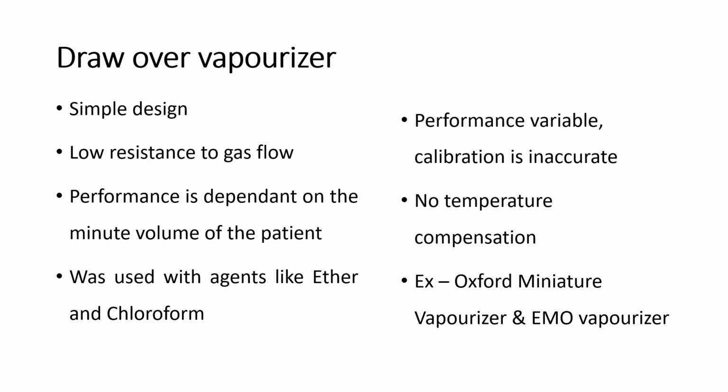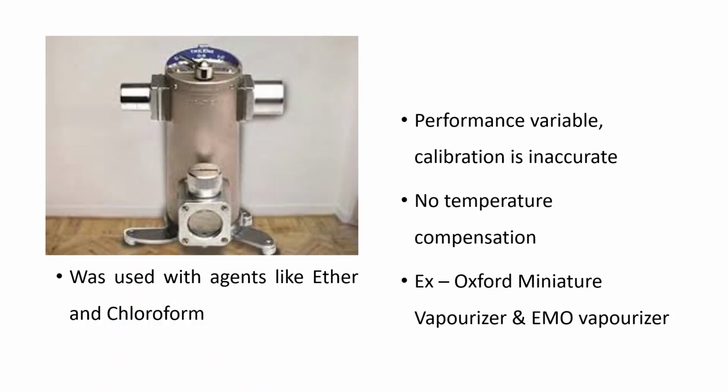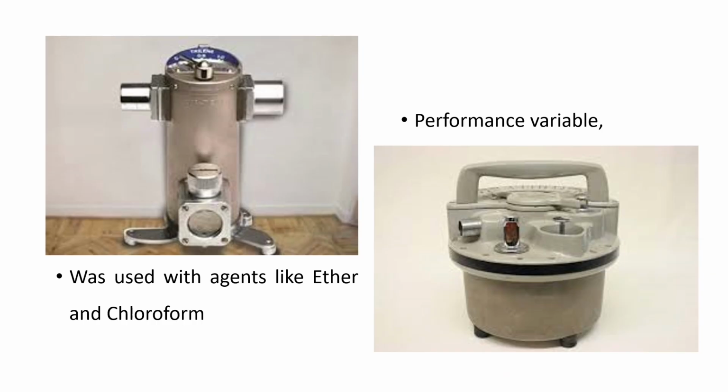So the features of a draw-over vaporizer are: the design is simple, it gives low resistance to gas flow, performance is dependent on the minute volume of the patient, it was used with agents like ether and chloroform, the performance was variable and calibration inaccurate, and there is no temperature compensation. Examples are the Oxford miniature vaporizer and the EMO vaporizer.